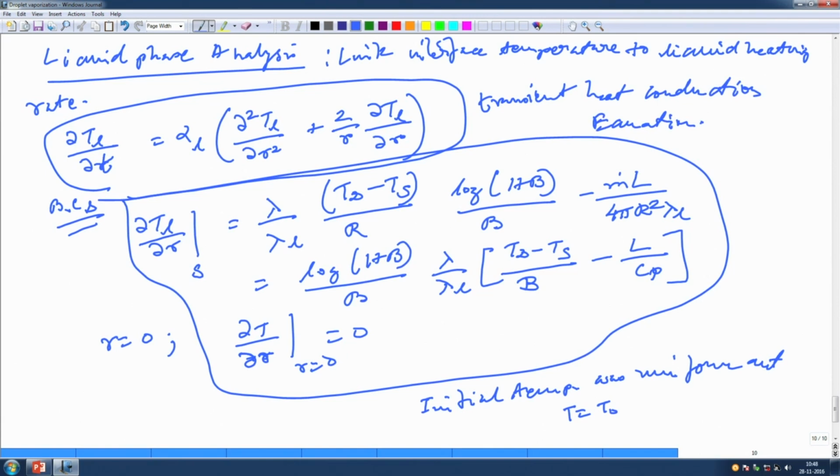So, that we had done with that. So, that is the symmetry condition. Okay. So, how about estimating? You need to solve this equation to get an idea of what will be the interface temperature and how it is linked with the liquid heating rate.